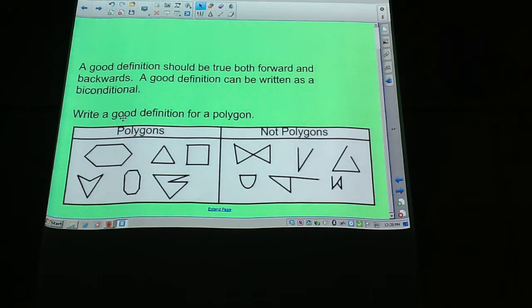And then we have one example here. It says write a good definition for a polygon. We have some examples of polygons given to us, and then things that are not polygons, and we're supposed to come up with a definition for this. The first thing I notice on all of these examples is that it doesn't seem to matter how many sides it has. I don't know if you know concave and convex, but it doesn't matter if it's concave or convex. That's not real important here.